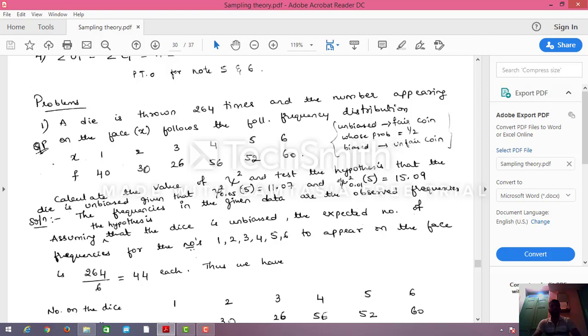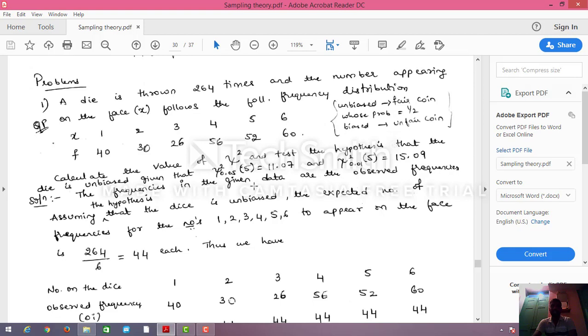So when can we say accepted and when rejected? If the chi-square value is less than the table value, that means less than 11.07 or 15.09, whichever applies, then the hypothesis is accepted. Otherwise, the hypothesis is rejected. Right, now we'll see the first problem.